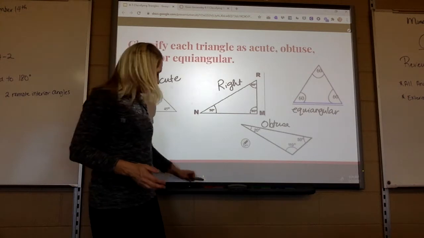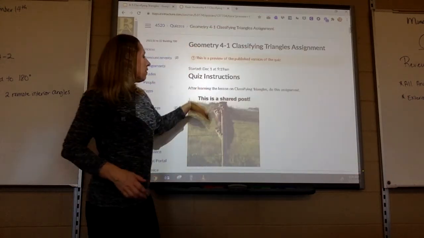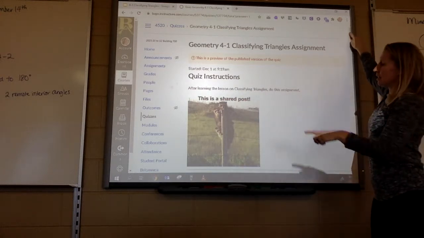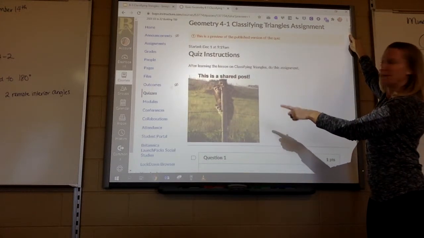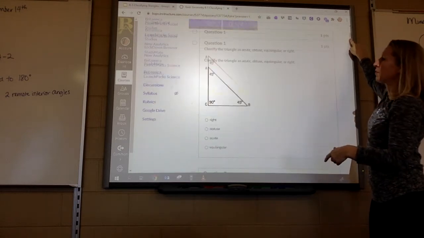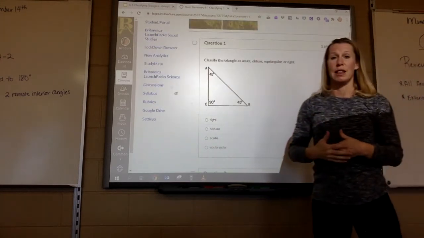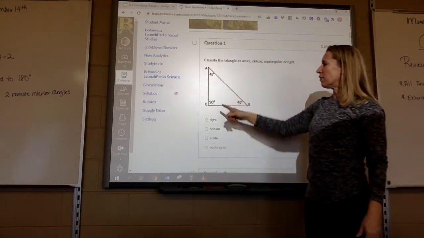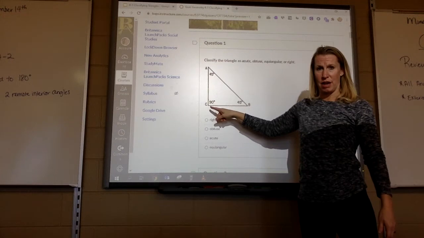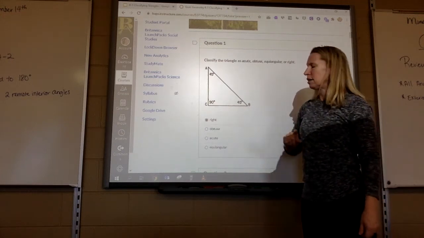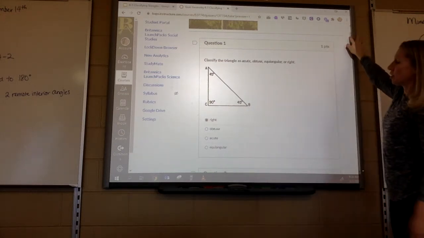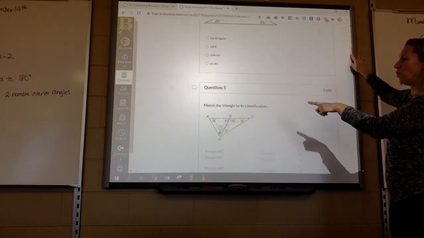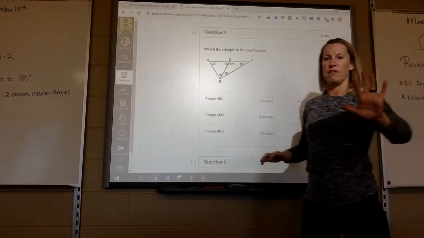So if you have your assignment pulled up, the first few problems, which by the way, I thought this was cute. This is a shared post, and they're sharing the post. Anyway, on the first few problems, you're just going to classify the triangle as acute, obtuse, equiangular, or right. So if you look at number 1, do you see that 90-degree angle? So you need to click right. So that would be a right triangle. So make sure you look at the angle measures, what type of triangle.